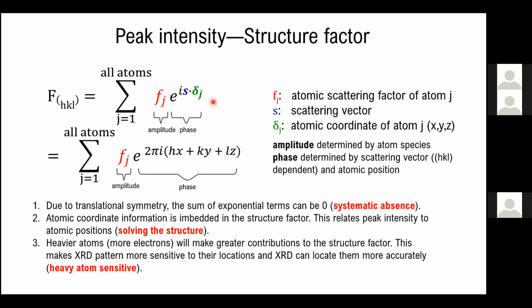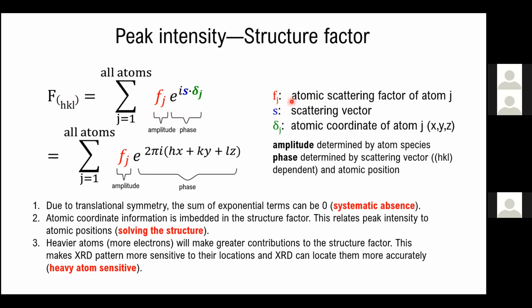So we need to know that this F_HKL is a complex number. It's not a real number, you see, right? You see this kind of phase, so you know it's a complex number. And what we really probe is the magnitude of this F. So F_HKL itself is a complex number. It has this amplitude and the phase. This amplitude is the atomic scattering factor of atom j. So if we have a heavy atom, say a transition metal, then we are expecting a very large number for this one, right?